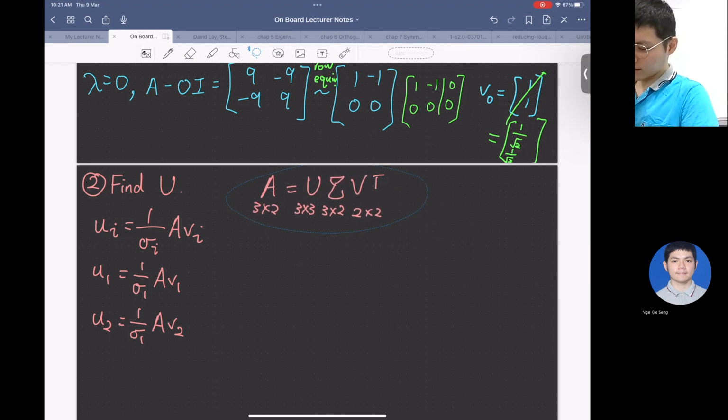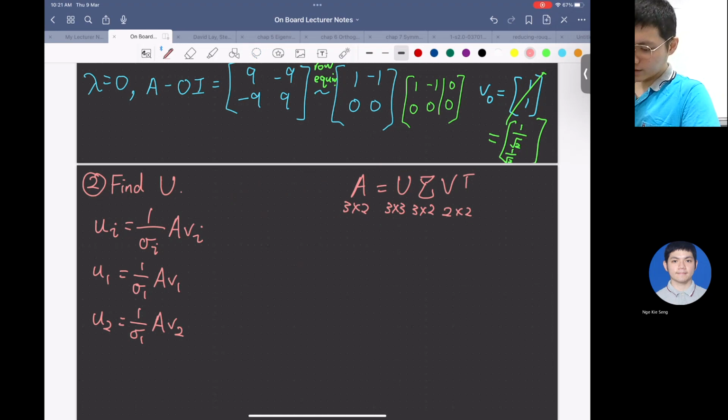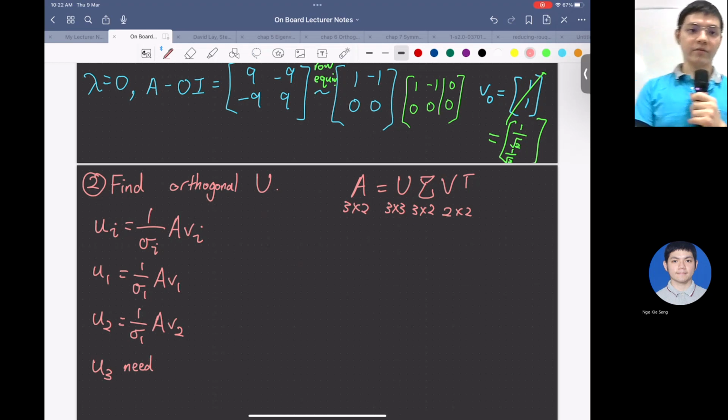U should be orthogonal as well, so we cannot just add 0. We have to add something special to make it work. So what is u3? U3 needs to be obtained using Gram-Schmidt. You compute u1 and u2 first, then later I'll tell you how to get u3.